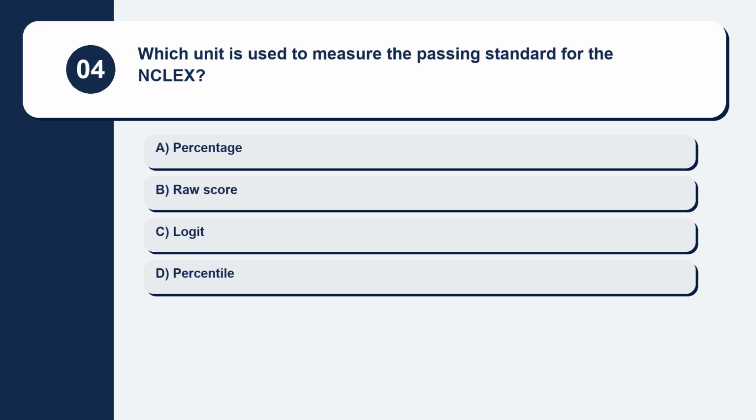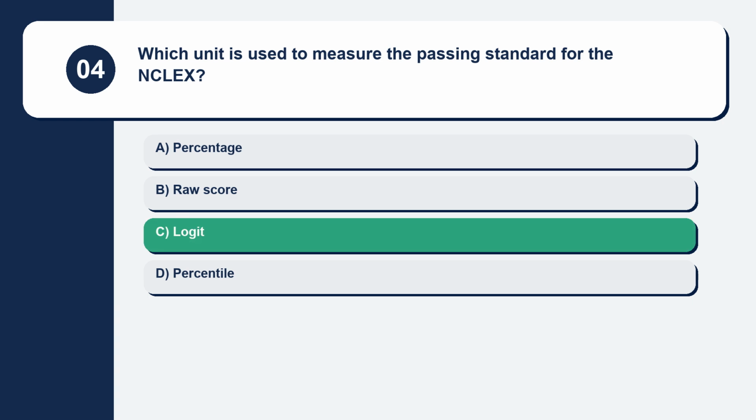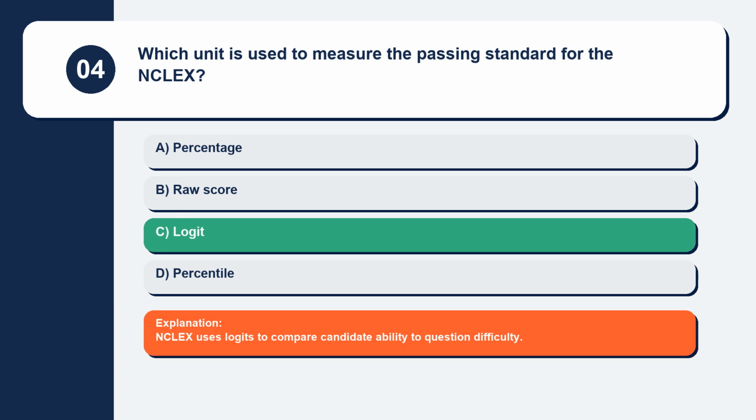Question 4. Which unit is used to measure the passing standard for the NCLEX? Percentage, raw score, logit, percentile. NCLEX uses logits to compare candidate ability to question difficulty.